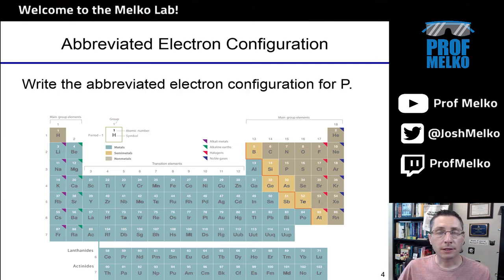We also have talked about electron configurations and abbreviating these. So here, write the abbreviated electron configuration for phosphorus.